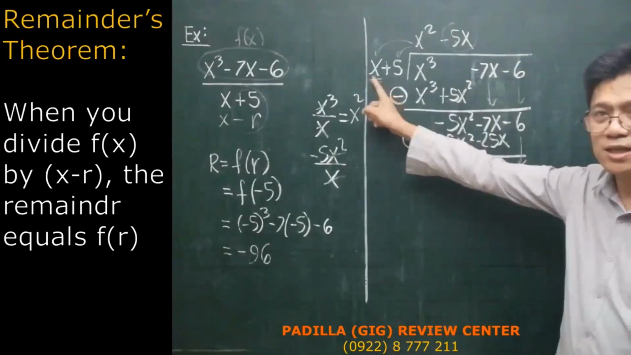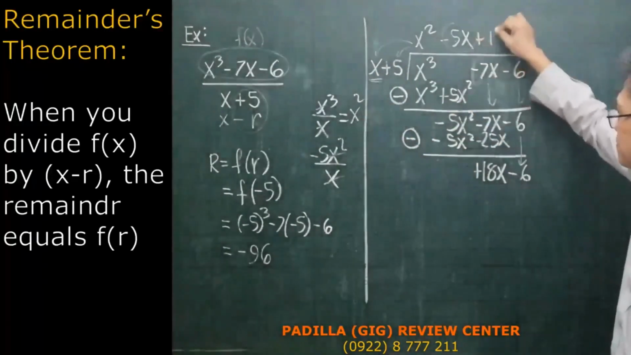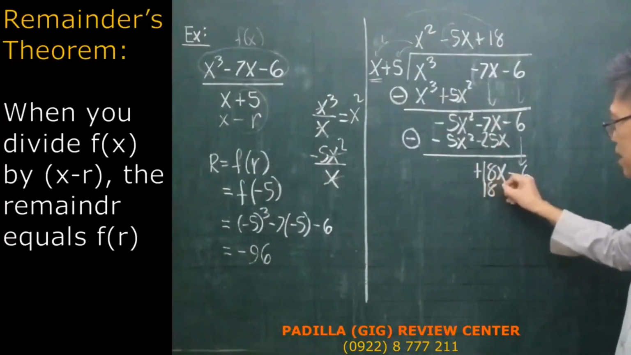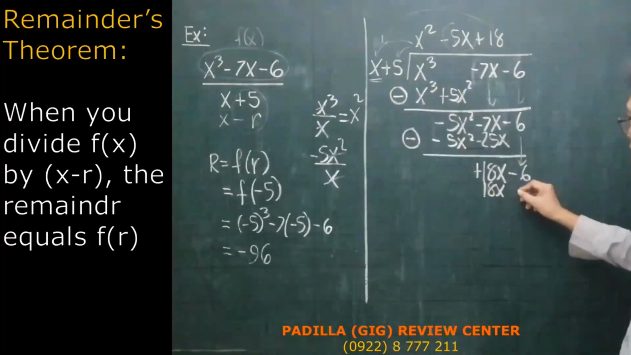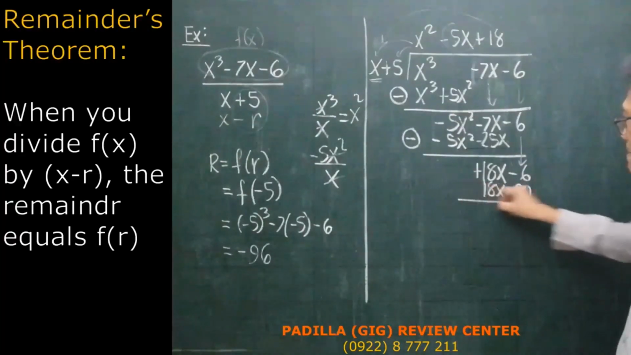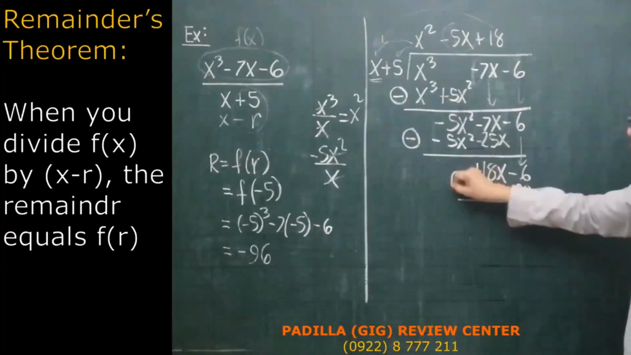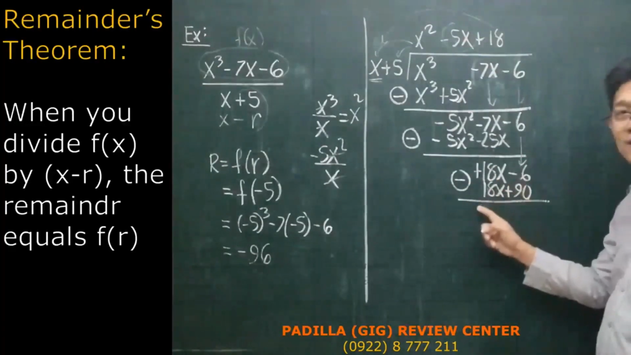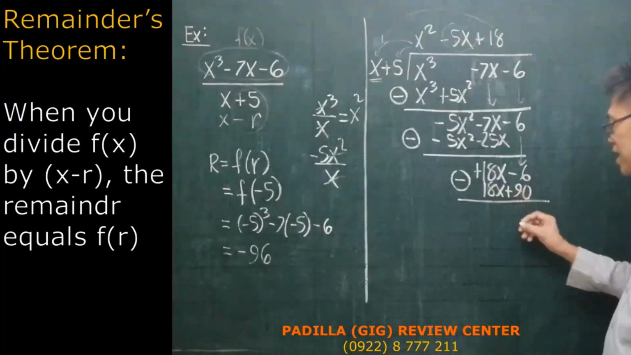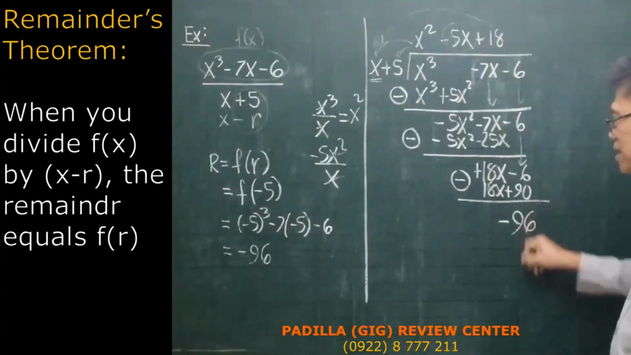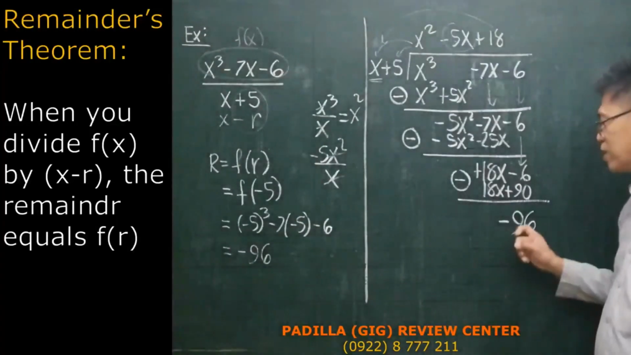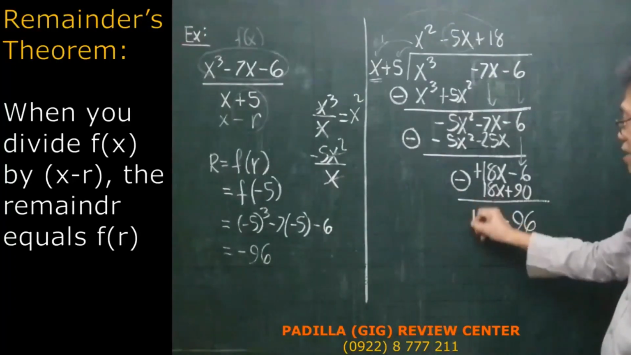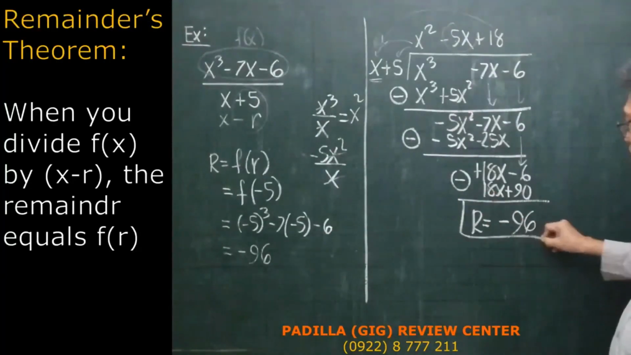18x over x, that's 18. So you multiply again, 18 times x, 18x, 18 times 5, that is 90. So we subtract again. 18x minus 18x, cancel. Minus 6 minus 90, minus 96. We no longer can divide minus 96 by x because there is no more x here. So this is already the remainder.